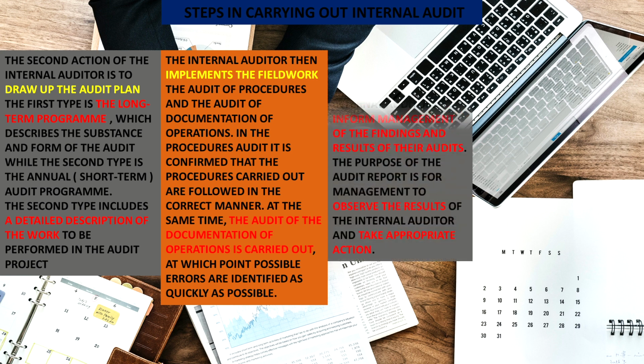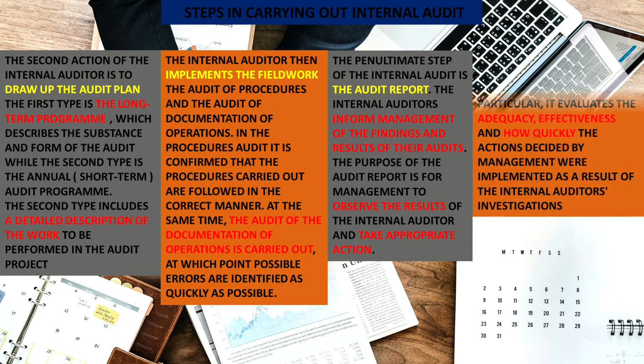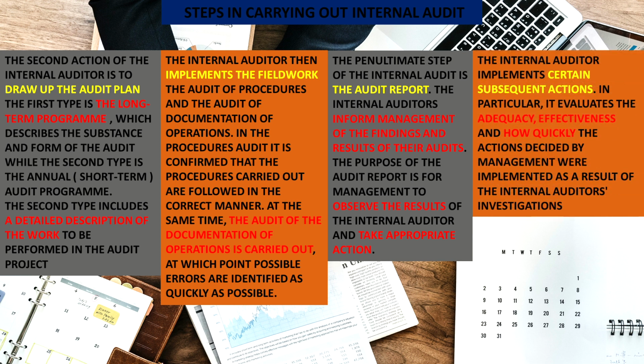The next step of the internal audit is the audit report. The internal auditors inform management of the findings and the results of their audits. The purpose of the audit report is for management to observe the results of the internal auditor and take appropriate action. Finally, the internal auditor implements certain subsequent actions. In particular, it evaluates the adequacy, effectiveness, and how quickly the actions decided by management were implemented as a result of the internal auditor's investigations.